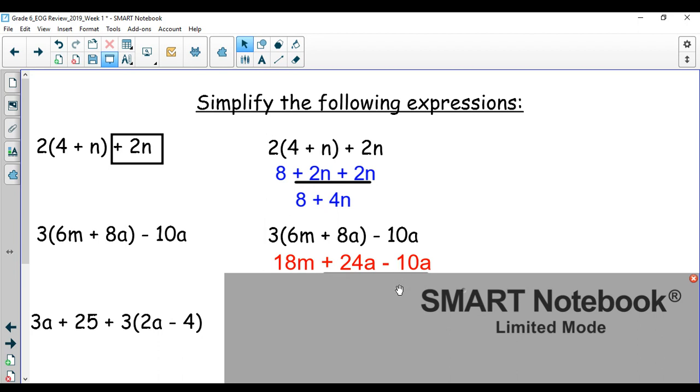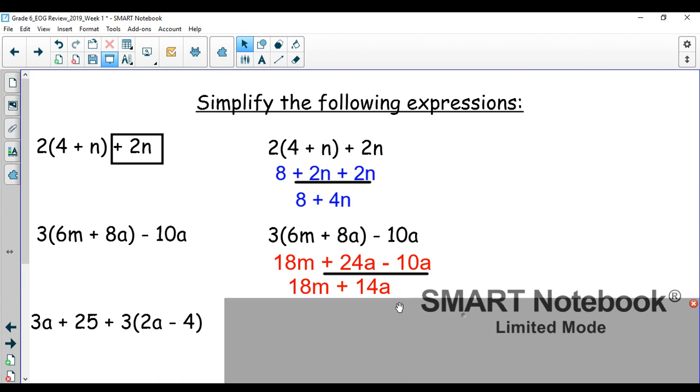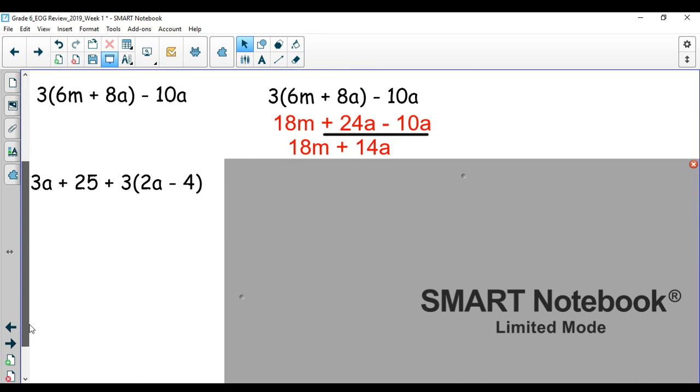Then I code this. I have some a's and some m's, so I'm going to combine those together. 18m, there's nothing else to put it with, stays 18m. 24a minus 10a is positive 14a. You can go ahead and try this last one on your own.